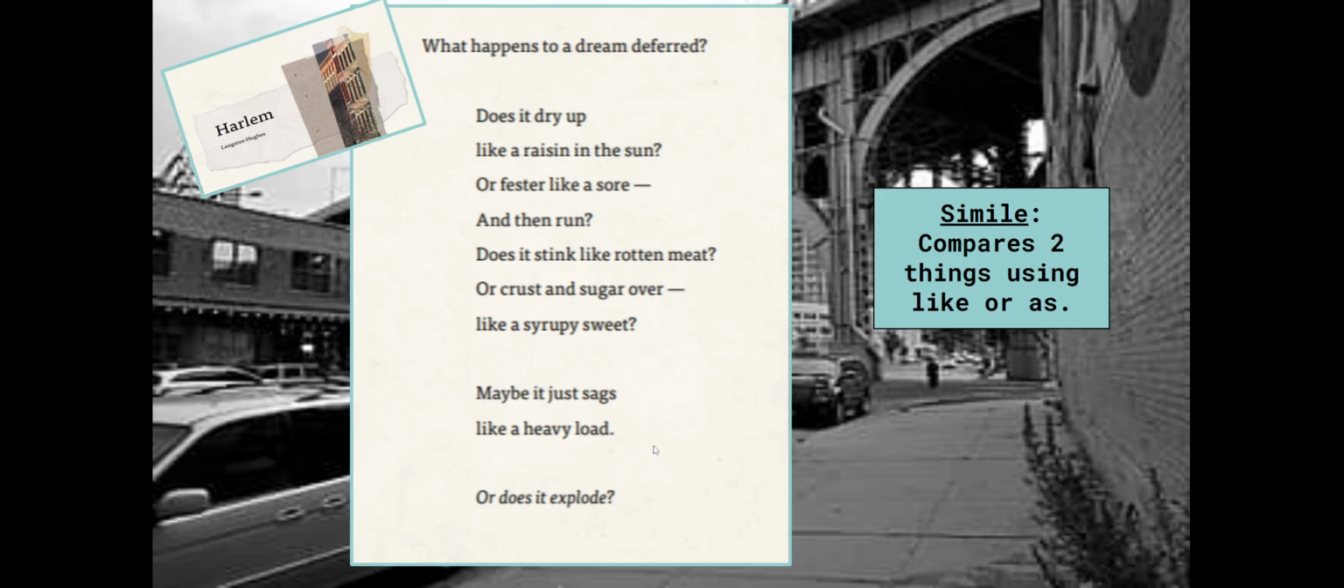All right, so let's take a look at the similes. Does it dry up like a raisin would be one simile. Fester like a sore. Crust and sugar over like a syrupy sweet. And the last one, sag like a heavy load. If you did not highlight or underline each of those, please take a moment to make sure you have that recorded in your Poets Journal.